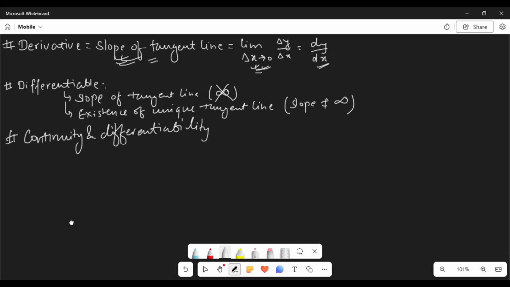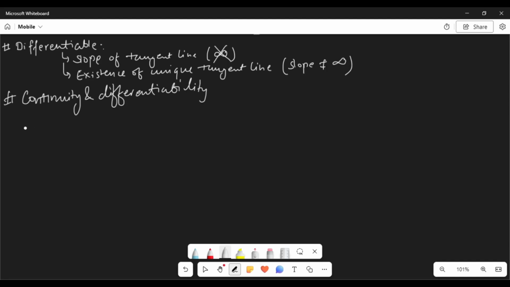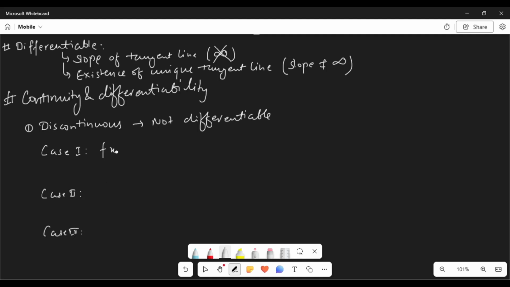Now let's see relationship between continuity and differentiability. First, let's say what does it mean for a function to be discontinuous. If a function is discontinuous, then it will be not differentiable. We can show it. There will be three cases for a function to be discontinuous. Case 1, case 2, case 3. First case is if f(x) is undefined. Second case, if limit is not equal to f(x). f(x) is defined but not equal to the limit value. And the third case is limit does not exist.